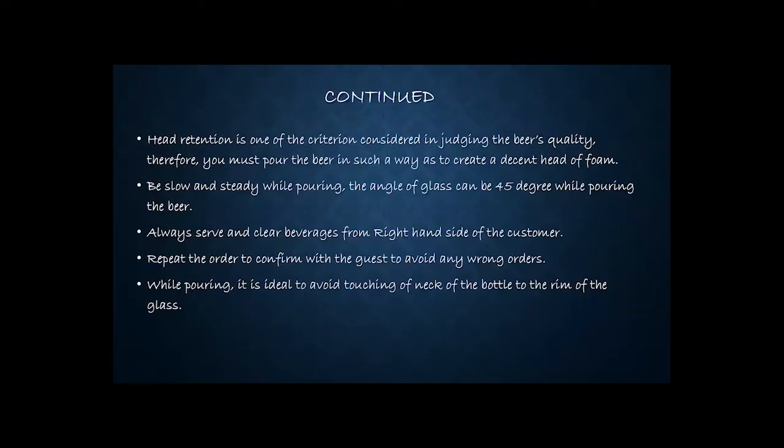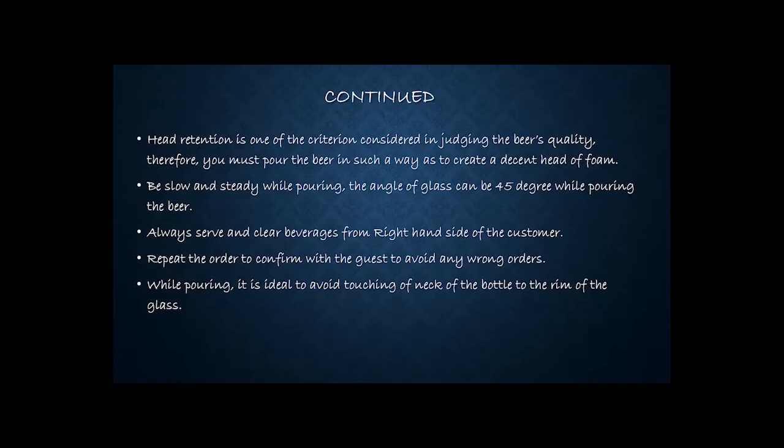Head retention is one of the important criteria considered when judging the beer's quality, and therefore one must pour the beer in such a way as to create a decent head of foam. Always remember, fast pouring should be avoided for beer because if you pour it fast, the carbonation will evaporate and the beer might turn flat. Also, it will gush over and cause spillage. Be slow and steady while pouring.